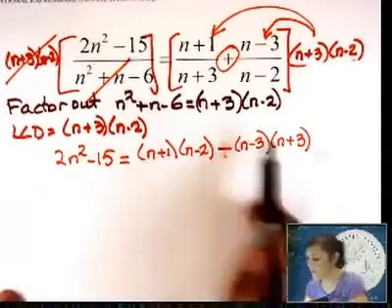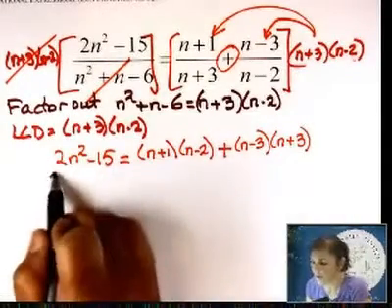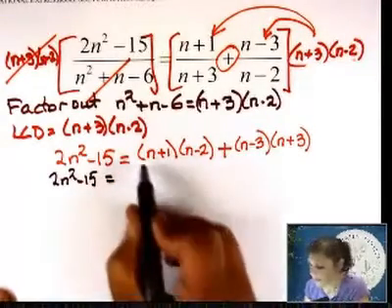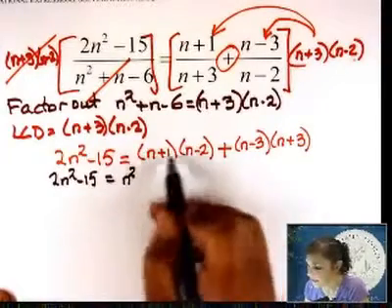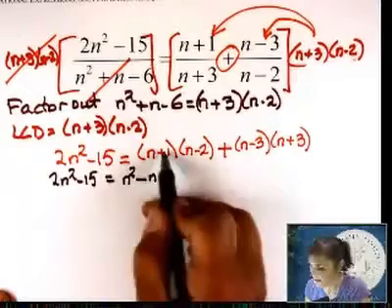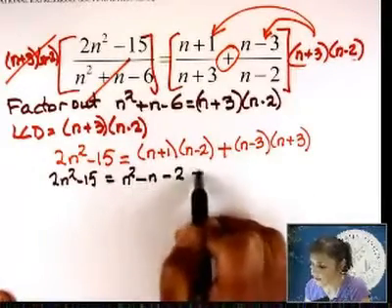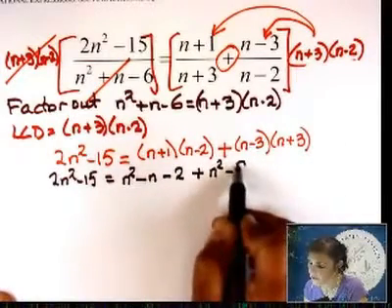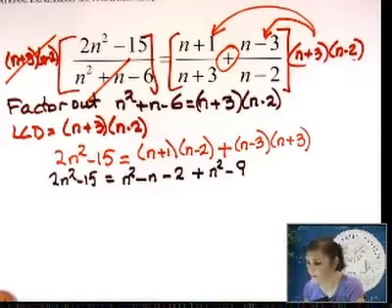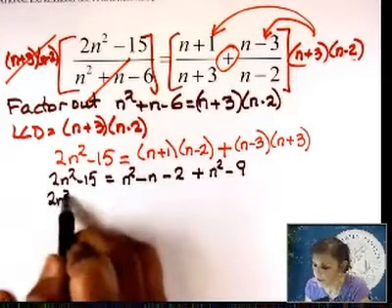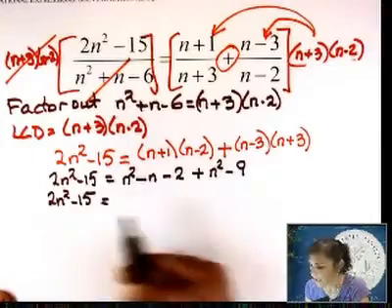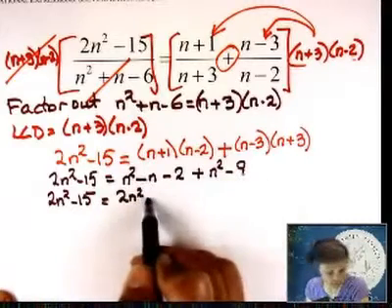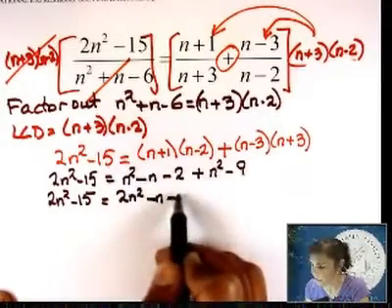Now all I have to do is just kind of clean this up. On the left I have 2n squared minus 15. On the right I have n squared. This one is n minus, so that's negative n. 1 minus 2, that's negative 2. This one is n minus 3, n plus 3. When I FOIL, I get n squared minus 9. You can do the FOILing a little bit slower if you want. So let's look at it. I have 2n squared minus 15 on the left. I have n squared, so that's 2n squared again. Negative n, there's nothing else, negative n. Negative 2, negative 9, so that's negative 11.